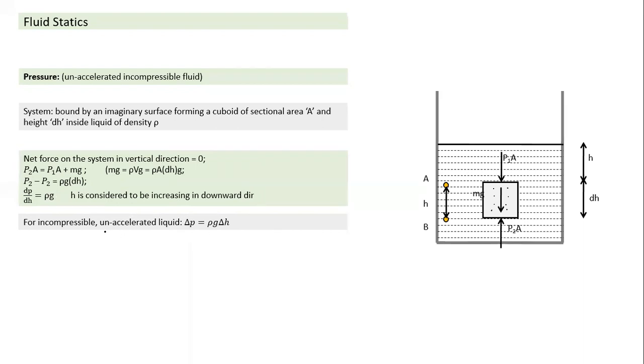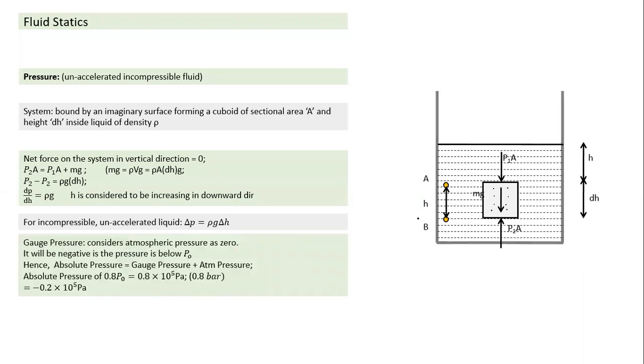So in case of incompressible, unaccelerated liquid, change in pressure between 2 points, or difference in pressure, is equal to rho g into delta H in the vertical direction. And then we also talked about something like gauge pressure. When we talk about pressure, just take a surface here.